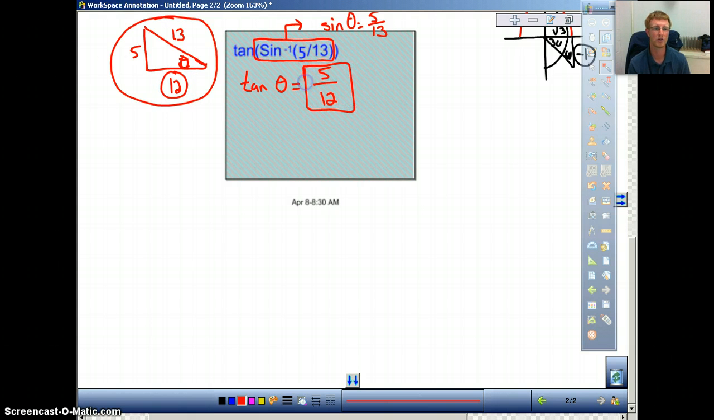So really what you're doing is you're figuring out your triangle and then you're going from there. This is just going to be an angle right here. And all we're doing is using the 5 over 13 to determine what the three sides are going to be, and then we're just finding what the regular tangent is from there. The inverse is only helping us figure out what that third side of that triangle is going to be.